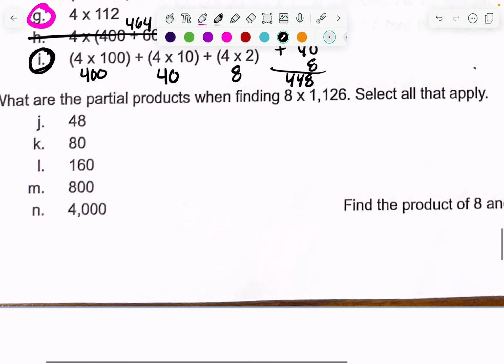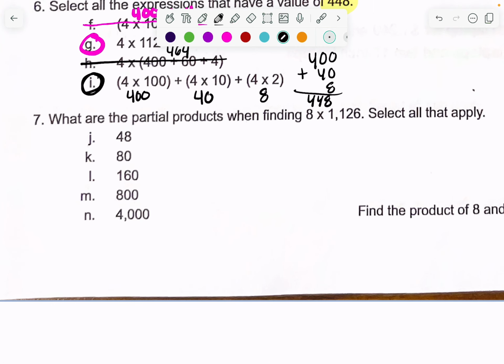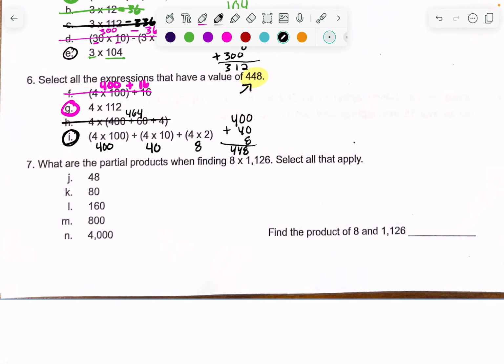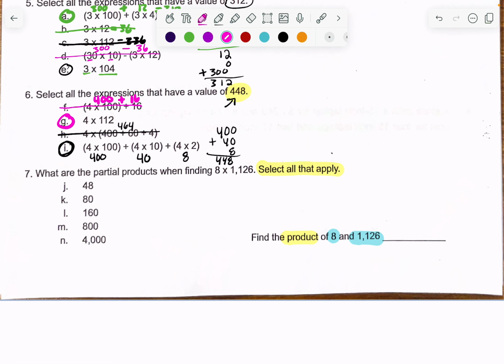What are the partial products when finding 8 times 1,126? So I need to select all that apply. They're telling me right here to select all that apply, and I need to find the product. When I'm finding the product, that's telling me I need to multiply my two numbers, 8 and 1,126. So I'm going to do my work up here. 1,126 times 8. I'm going to solve it first, then I'm going to go back and select all that apply.